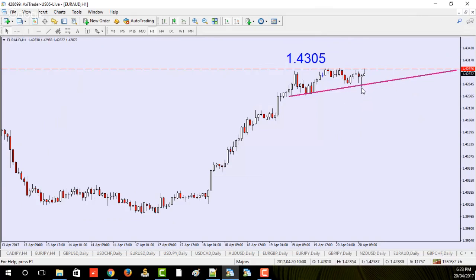Now, I like to put my stop loss low. That would be a stop loss down here at 1.4257. So I've got a stop loss at 1.4257 and a buy order at 43.05. So it's about 48 pips risk on that one.